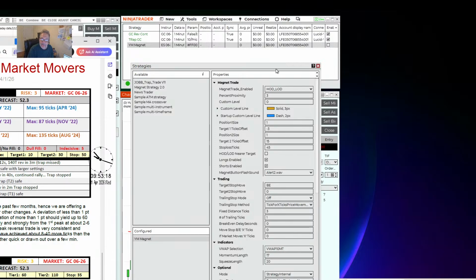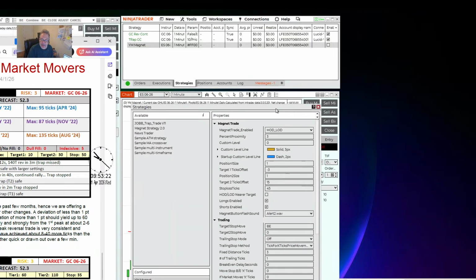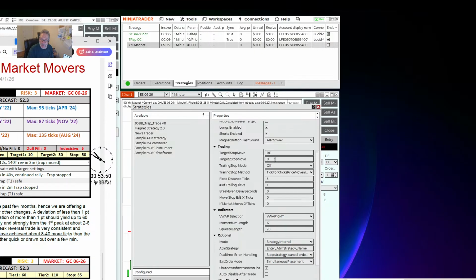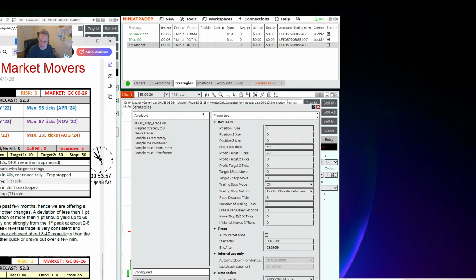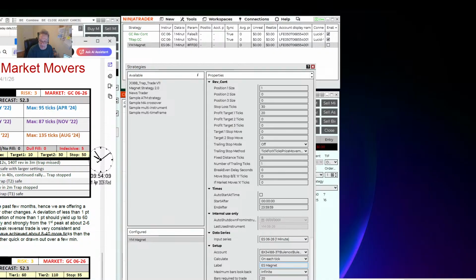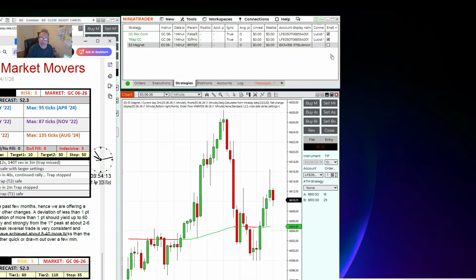First, we're going to modify the magnet on the ES. High of day, low of day, we're going to leave it alone. The first target, we're just going to do the first target and the stop 25, and the second target just 10 ticks. One position, default target 3. Second position, target of 10, 25 on the stop. Target one stop move is break even. And then we'll trade the ES on number 37. Label it ES magnet. Apply it. Okay it. So we have an ES magnet. I'll be watching it eventually.